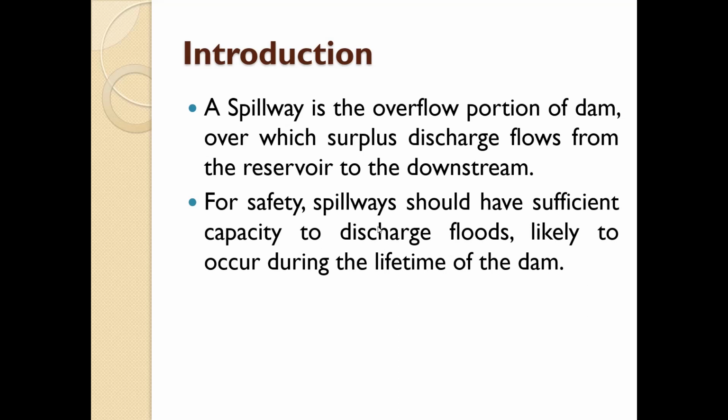Therefore, it is only the spillway which will dispose of the surplus water and will not let water rise above the maximum reservoir level. Had there been no such structure, the water level would have exceeded the maximum reservoir level, ultimately crossed the freeboard and overtopped the dam, causing the failure of the dam. Hence, the spillway is essentially a safety valve for the dam.